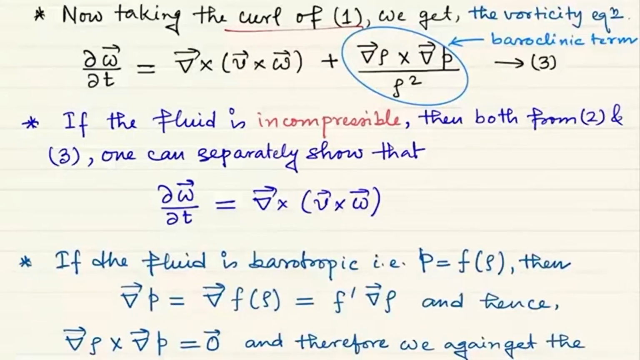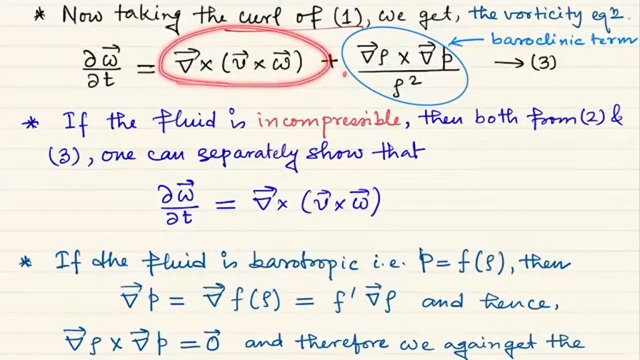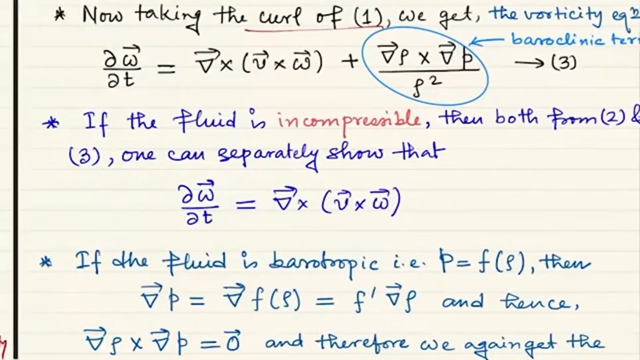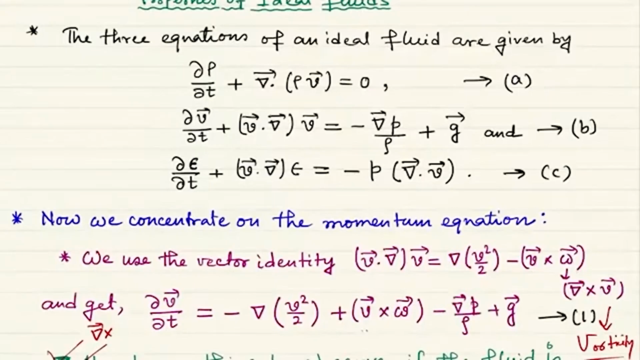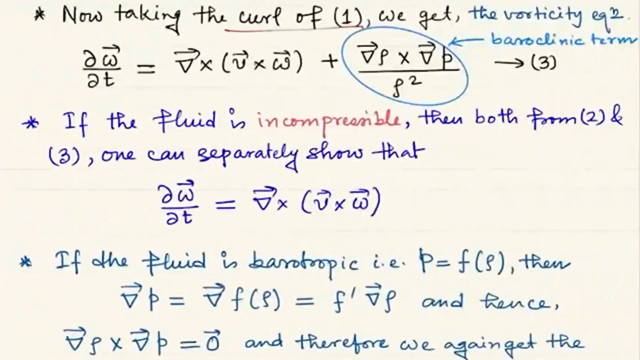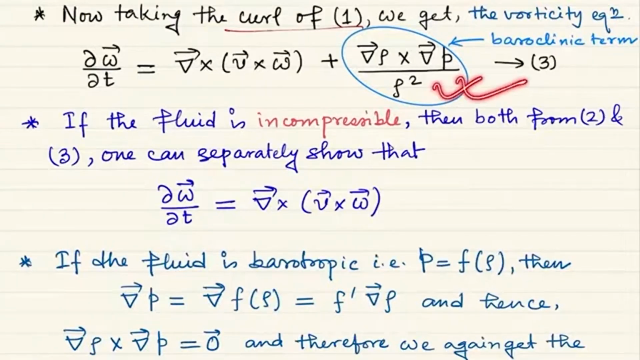So you will see, if we just take the curl on both sides, then del omega del T is equal to curl of V cross omega plus curl of grad rho cross grad P by rho square. So you just take the curl of this part. There will be two terms. One term will be 0 because curl of gradient of P will be 0. Again, curl of a gradient is 0. The other term where the gradient operator will act on the density, that part will be this one. And this is known as the baroclinic term. This total term is known as the baroclinic term.